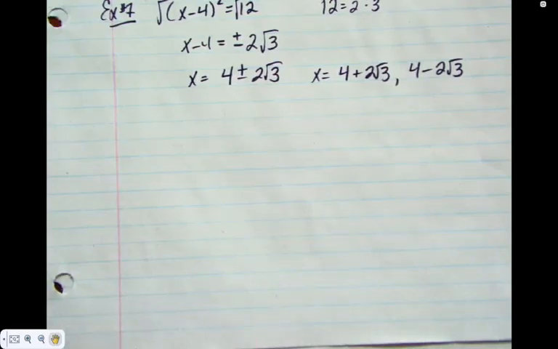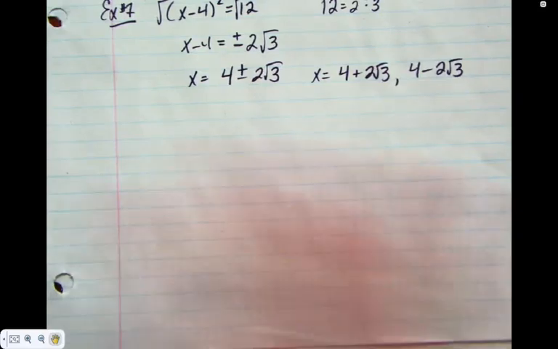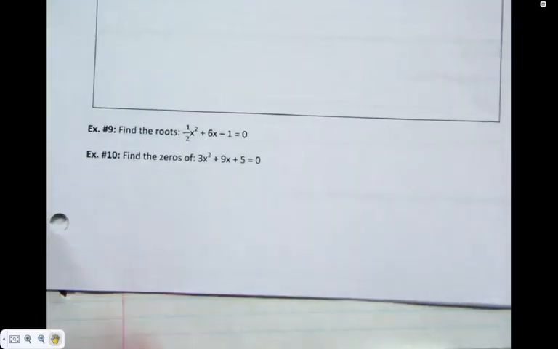3 or not 3? 3. Called completing the square.